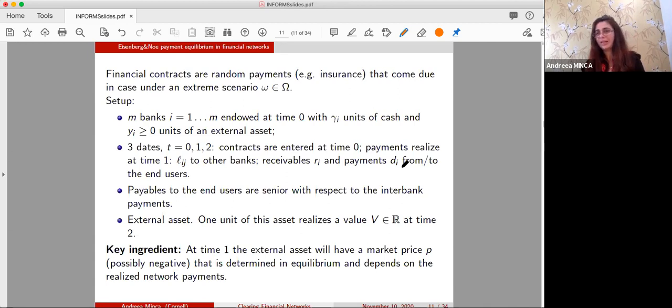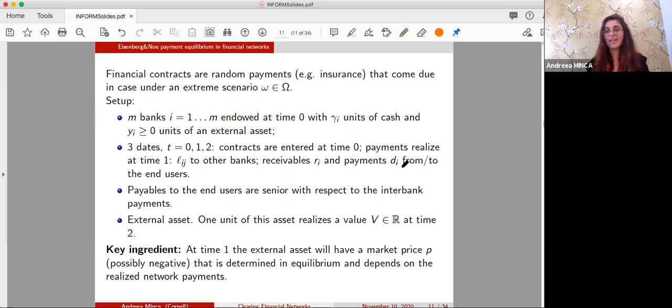And one can ask, okay, what are the end users? So the end users are all kinds of participants in the global economy who are looking to use financial services in order to hedge their own risk. So financial derivatives are a tool essentially to hedge risk. So we can assume that in the original network, the payments to the end users are senior with respect to interbank payments. And there is this external asset that will play an important role. And one unit of this asset will realize the value V at time 2.